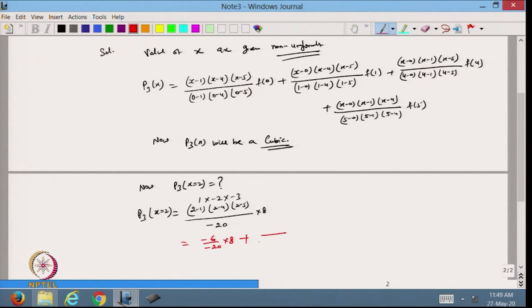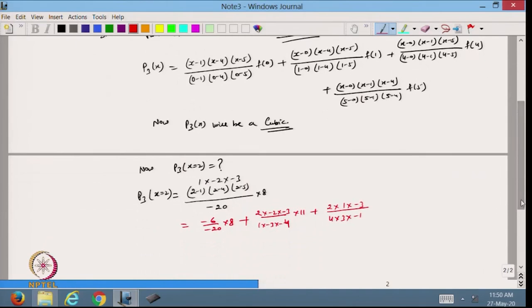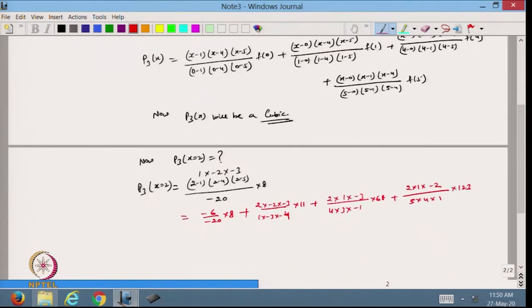So I will get from here 1 into minus 3 into minus 4, and x I am putting 2, so it will be 2 into minus 2 into minus 3, and F1 is given to me, that is 11 into 11 plus, that is 4 into 3 into minus 1, and it will be 2 into 1, and it is minus 3, and the value of F2 is given, that is 68 plus, it is 2 into 1 into minus 2, and this is 5 into 4 into 1, and this is 123. So if I do all this calculation, the value is coming 18.